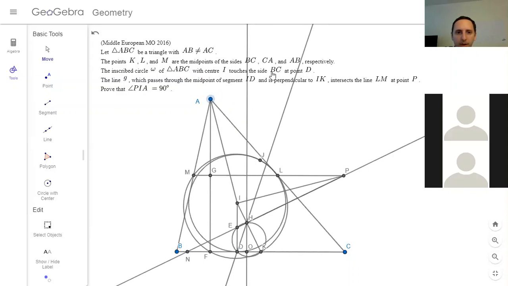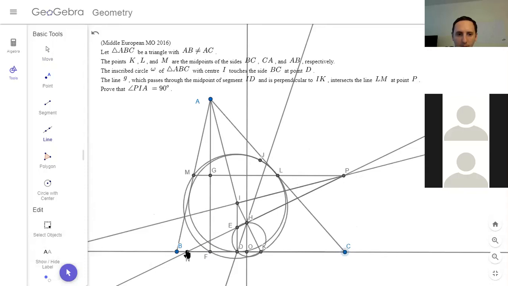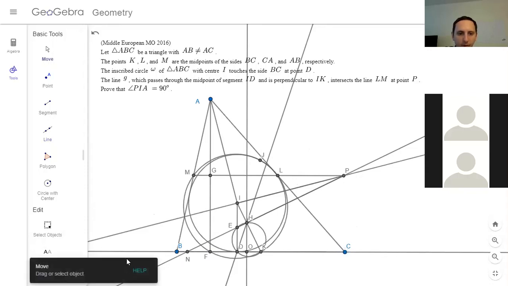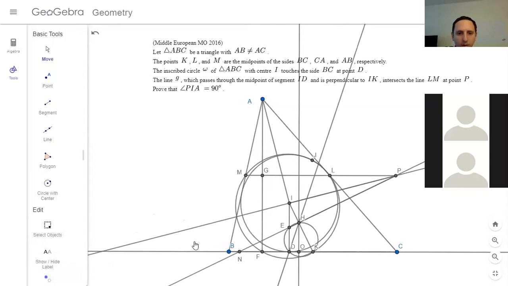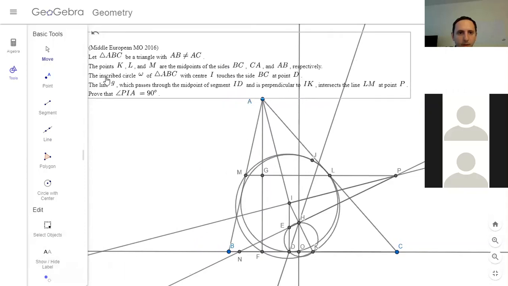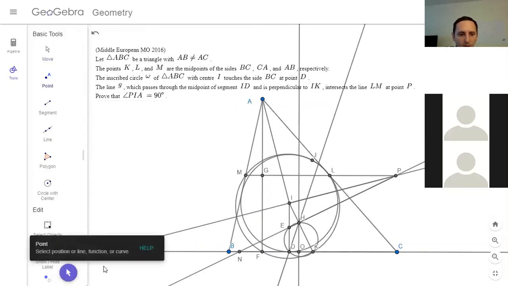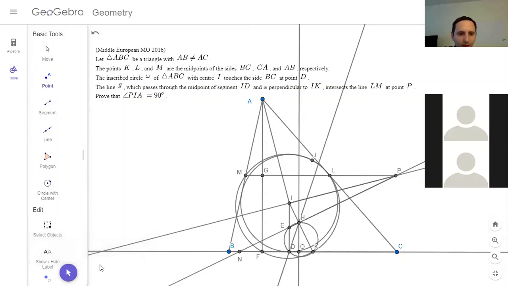Can you extend PI to BC? Yes. Oops. Yeah, I know it's getting kind of messy, so I might start erasing some stuff soon. This thing covers it up. I don't know how to get rid of it. Go away. There we go.